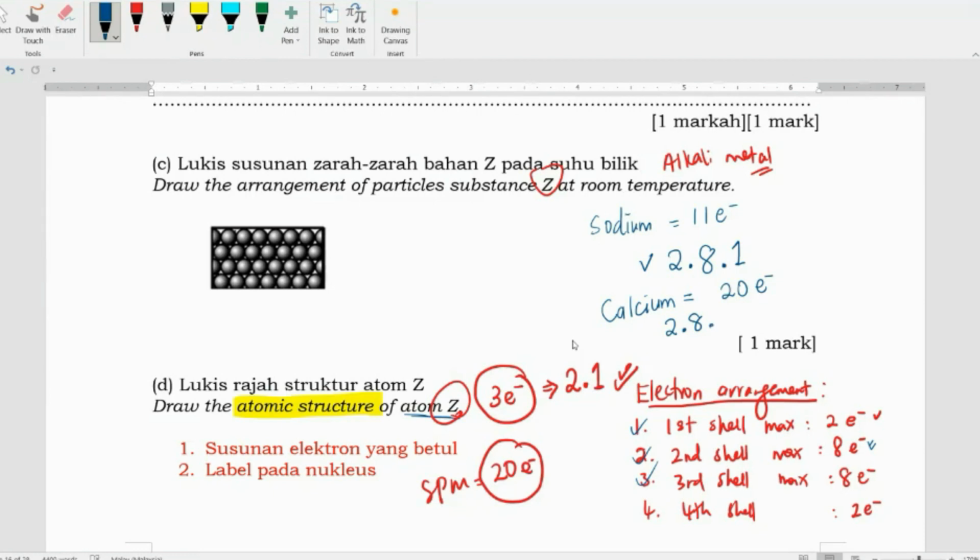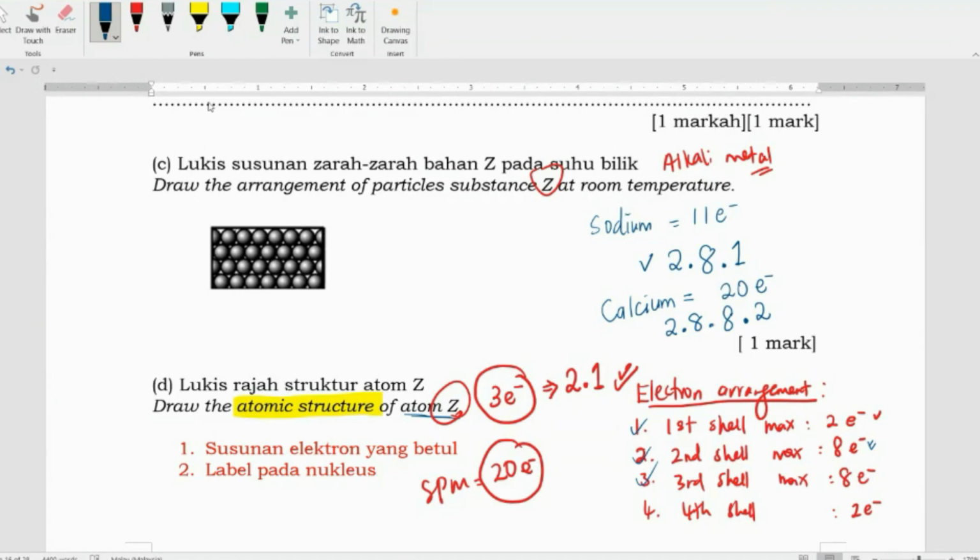Third shell, can I put 10? Cannot. So maximum can put how many? 8. So you cannot put 10, you can put only 8. So 2, 8, 8, that is 18. So remain how many? 2. Okay, so 2, 8, 8, 2.